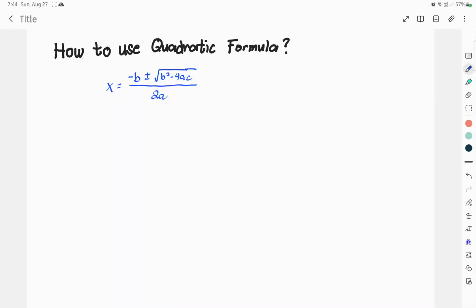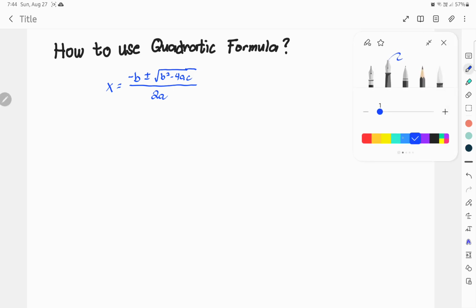In this video, we're going to use the quadratic formula. So the question is how to use a quadratic formula. Technically, when you have a quadratic equation, you want to get the roots, or the value of x, in a certain quadratic equation. So let's have a quadratic equation that we're going to use.